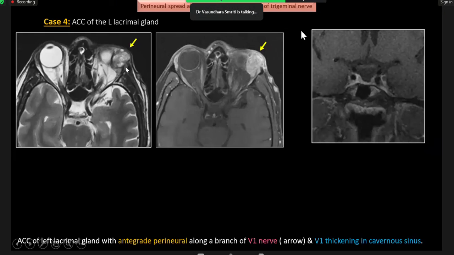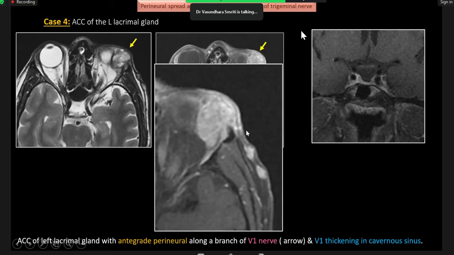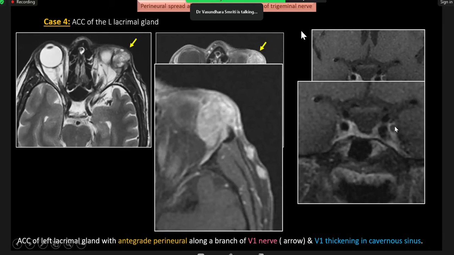So this was a case of lacrimal gland adenoid cystic carcinoma. Now we know the moment we see adenoid cystic, the antennae should be up for any perineural spread. There were nodules seen around the skin, which were probably connected with a linear structure. Not very sure whether it was a perineural spread or not, but at the same time, there was thickening of the nerve in the cavernous sinus, so probably a perineural spread along the V1.